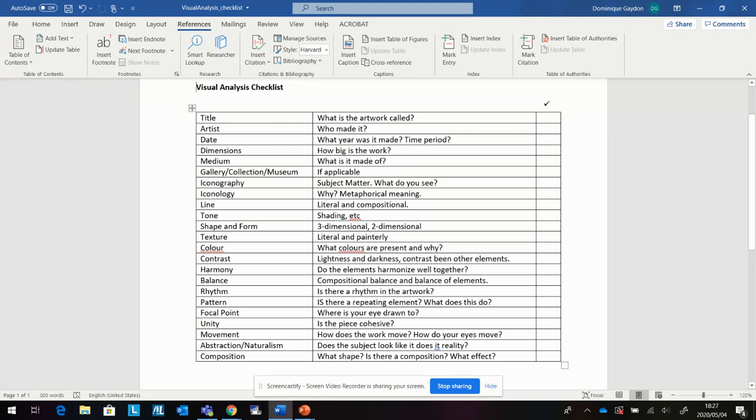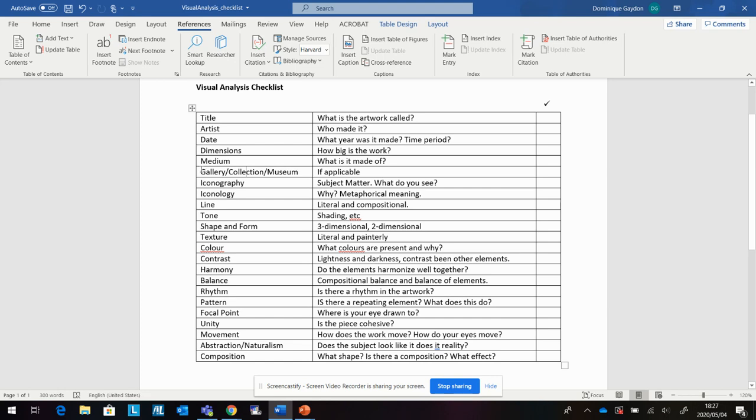Dimensions, size, how big is the work? So for example, Mark Rothko, you guys looked at him last year for abstract expressionism. He made huge works, like meters and meters big, compared to the Mona Lisa, which is about as big as an A4 piece of paper. So size adds meaning. We look at medium, what is it made of? Oil paint carries connotations that acrylic paint doesn't. What is the difference between a sculpture made of marble versus a sculpture made of clay? So medium, material, what it's made of matters.